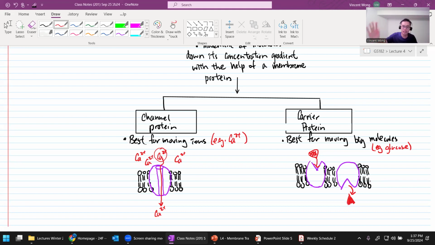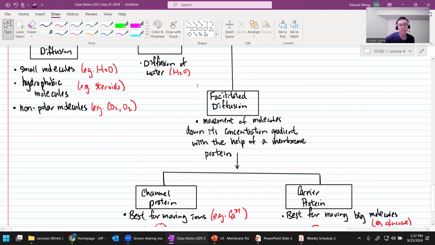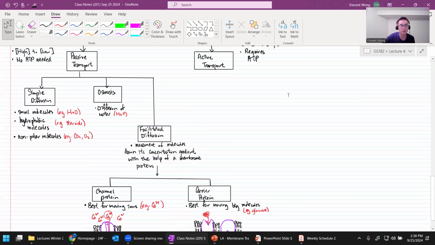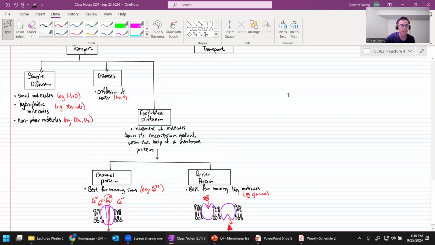Okay, so both of these scenarios do not require energy, and they are both examples of facilitated diffusion. That's all for now for passive transport. Anybody have any questions before I move on to active transport here?